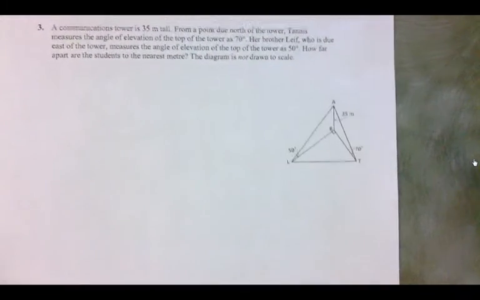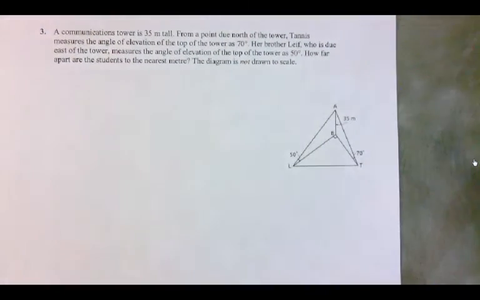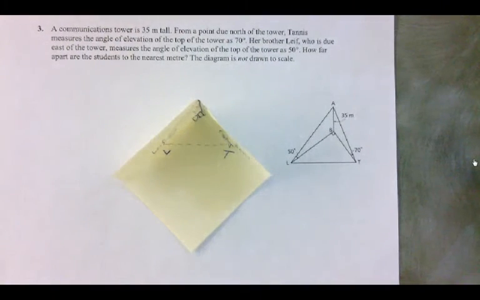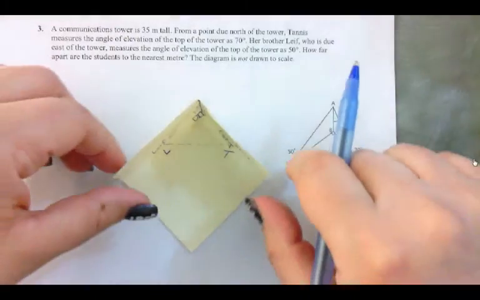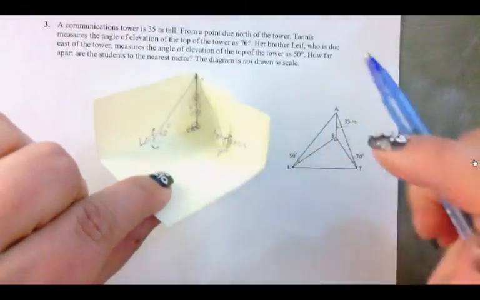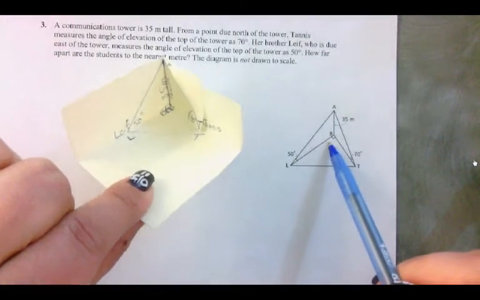Okay, so now we're going to look at this question. This question is talking about a communications tower. For this question, I actually built a little 3D model. So this is what we're looking at. That's a top view of the 3D model. Now if I show you the side view here, do you see right here? This is where this triangle comes about.